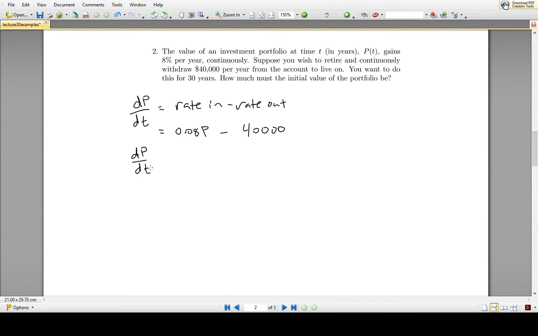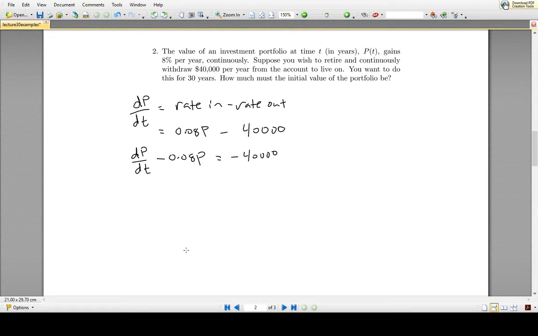dP/dt minus 0.08P is equal to negative 40,000. And this is a first order linear differential equation. It's a differential equation because there's a derivative and an equal sign. It's first order because the unknown function P has a derivative, and the highest order derivative is the first order derivative. And it's linear because the only other place that P, the unknown function, shows up is here, which is P to the power of 1.